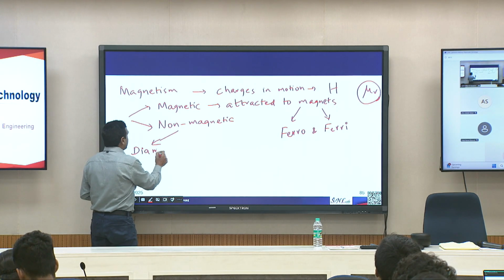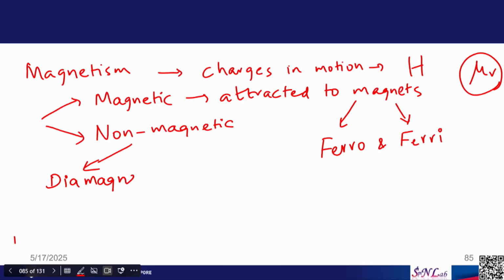Okay, one is diamagnetic. Diamagnetic materials are weakly repelled by magnets, which I demonstrated with the frog floating video. And you can also experiment by having a small water beaker and trying to repel it with a magnet. So that is one type.